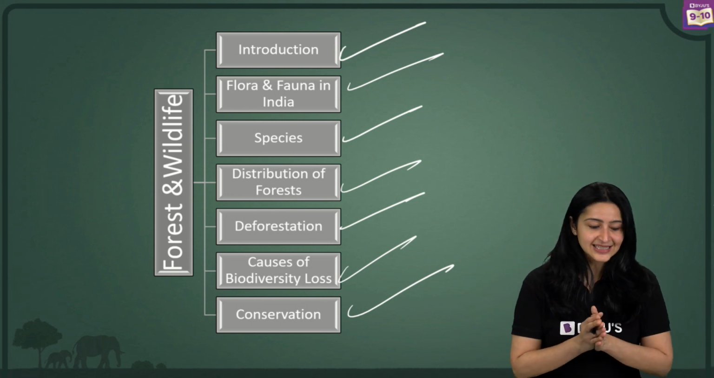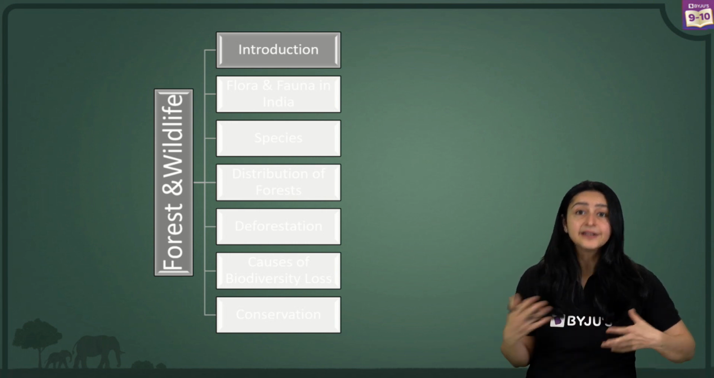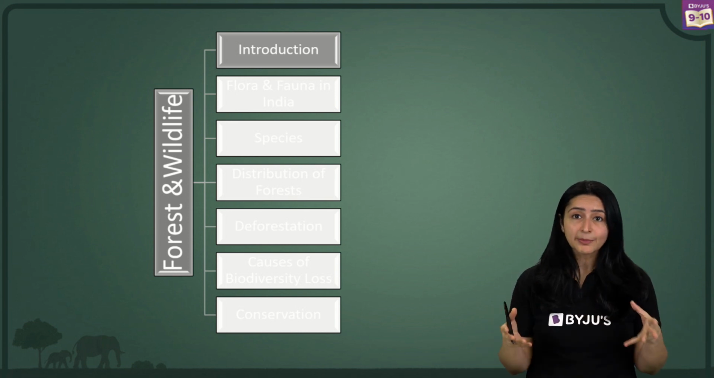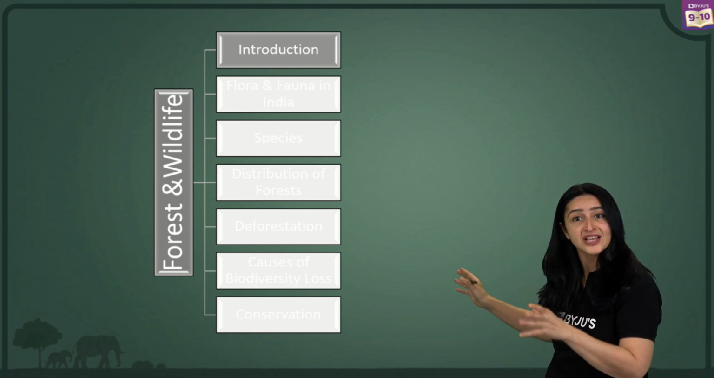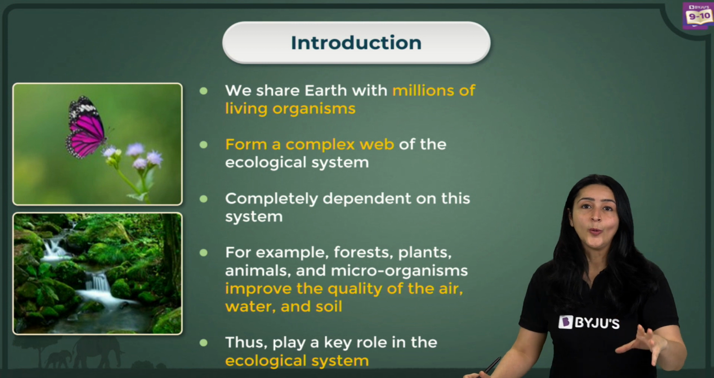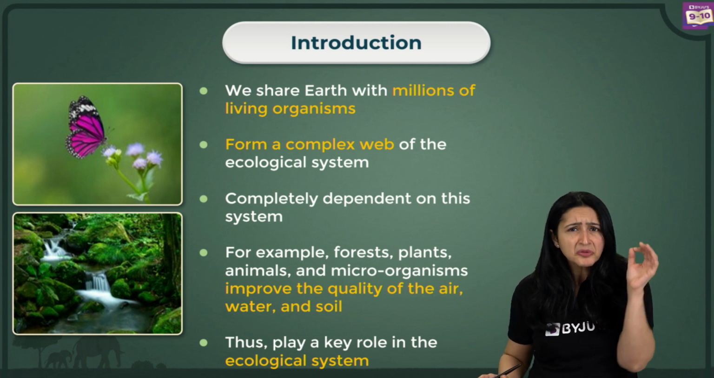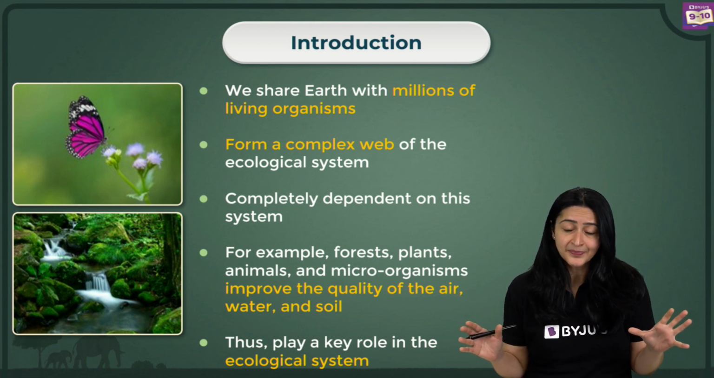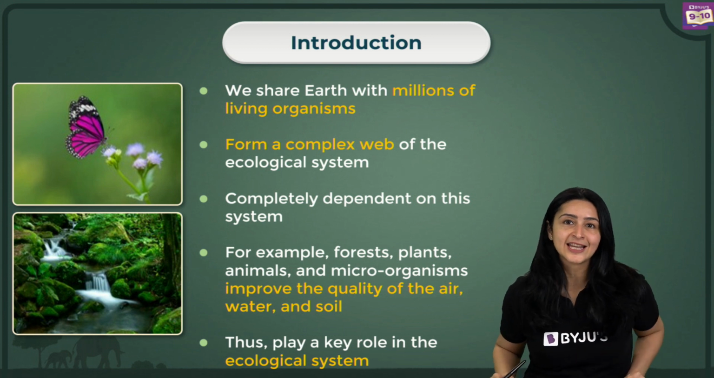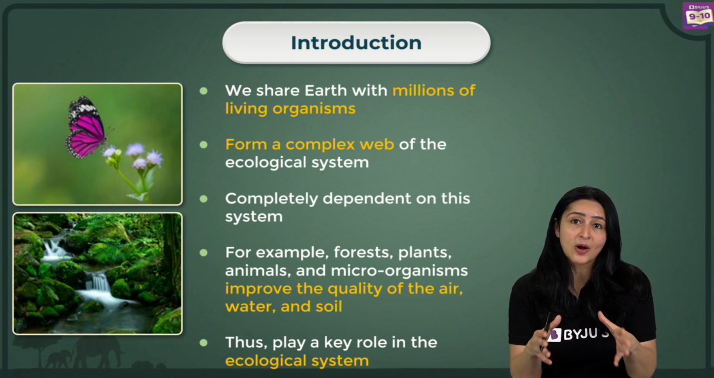Okay? So first, let us take a look at the significance of forests and wildlife resources and the interdependence of every living organism to survive. In fact, if you think about it, this entire chapter of ours covers very different aspects of this main topic. So it's very important that you understand this, right? Now, as you know, we share our planet Earth with millions of other living beings, including microorganisms, bacteria, insects, etc. So, with these different organisms, we form a complex web of an ecological system. And in fact, we are all dependent on and interdependent in this system for our survival.